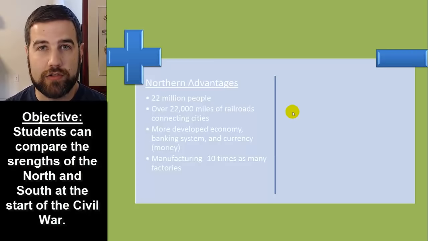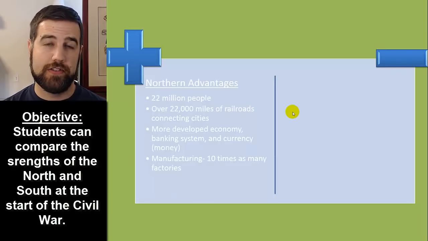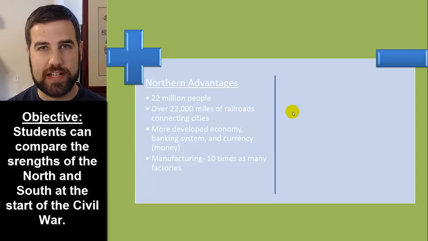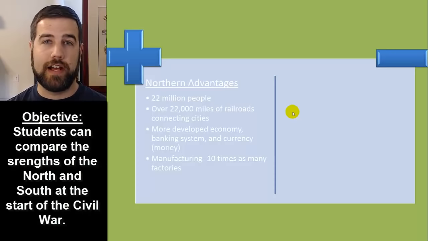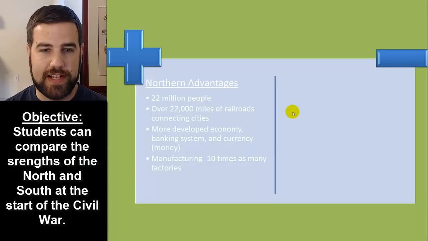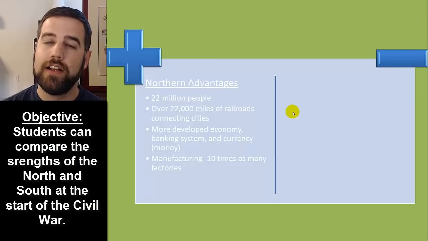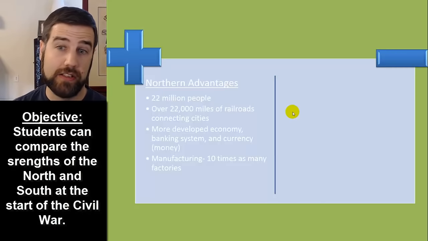And for the manufacturing, for every one factory that's in the South, there are going to be 10 in the North. So that means that out of the entire country before the Civil War, the northern states had 90% of all the manufacturing of the United States, which is going to mean that they can mass produce everything that the soldiers are going to need, while for the South, they're not going to have that as an advantage.